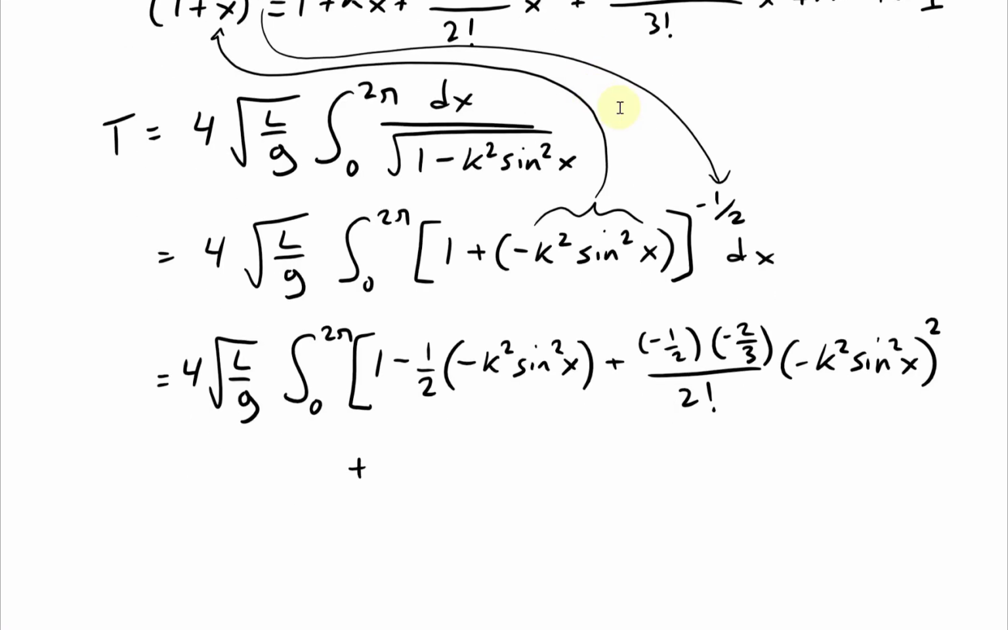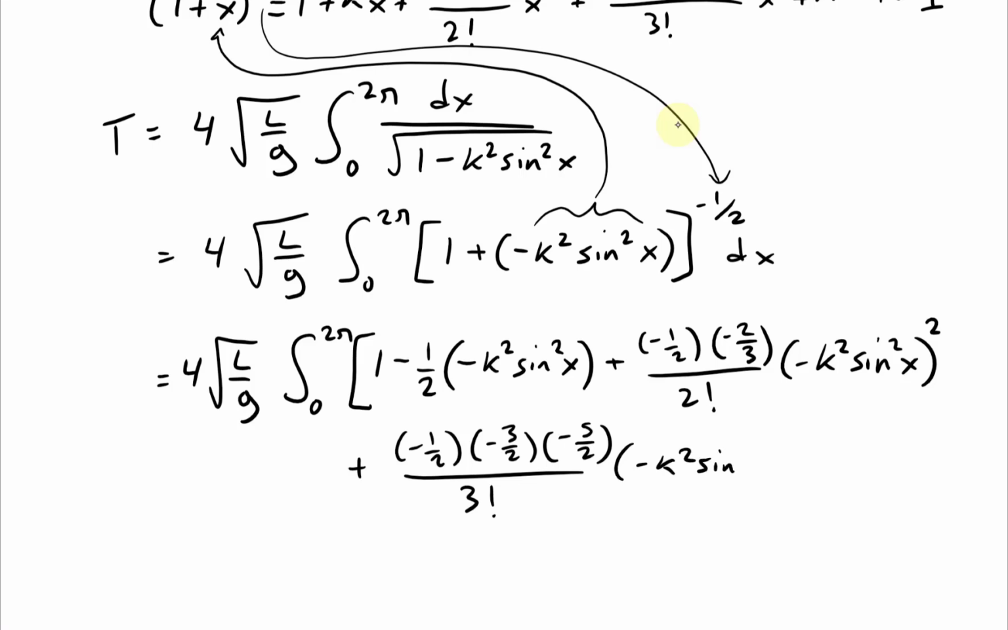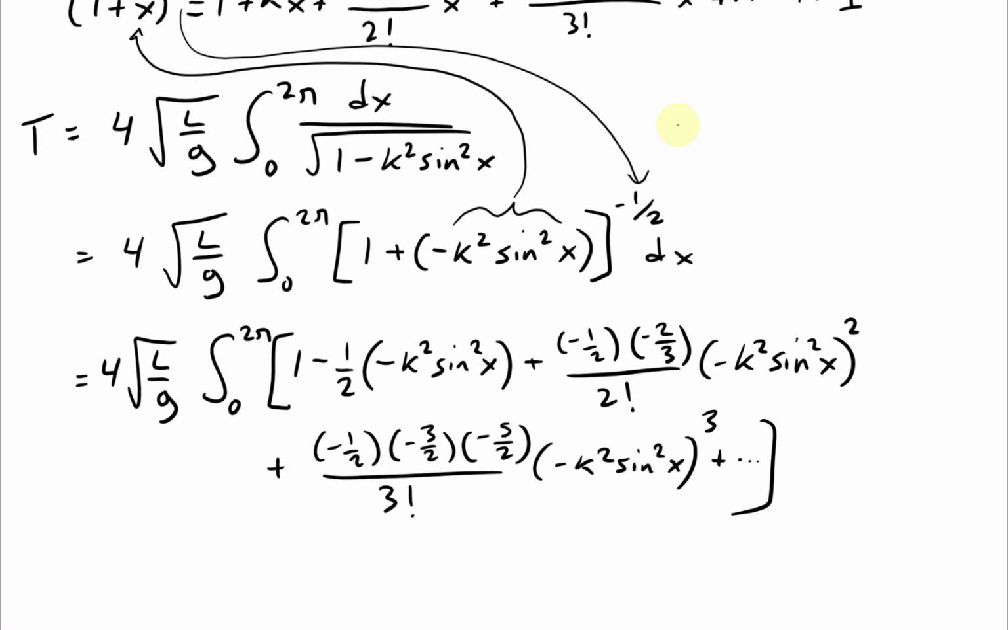Plus k, negative 1/2, times by k minus 1 is negative 3 over 2. Times it by k minus 2 is going to be negative 5 over 2. Divide this by 3 factorial. Times it by our x, which is negative k squared sine squared of x, and now this is going to be cubed, and then the next one's going to go plus dot dot dot, put a box around that, and that's going to be our dx like that.